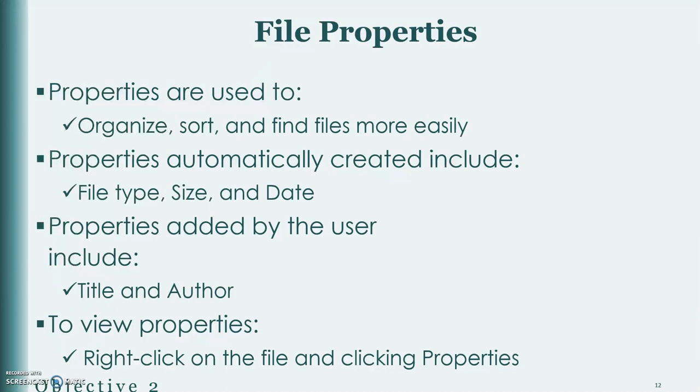Every file has associated properties that provide information about the file. So you can use these properties to organize, sort, and locate files more easily. The file type, size, and date properties are automatically created, while other properties, such as the title and the author, can be added by the user. A file's properties are displayed in the Properties dialog box, which is opened by right-clicking on the file in the File Explorer and then clicking on Properties.